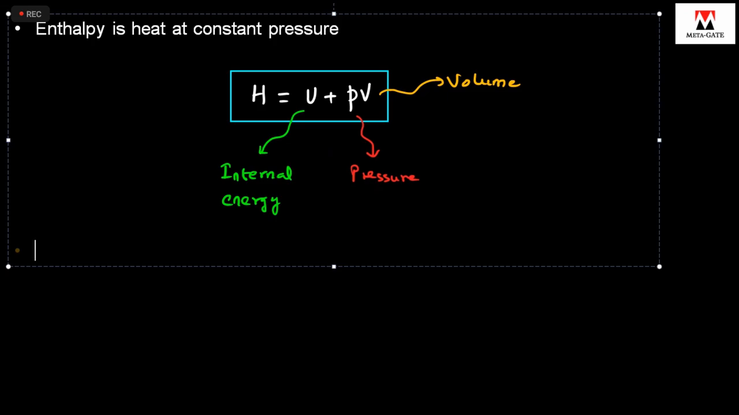In MCQ, sir, I see the question: what is enthalpy? Three or four options are given: heat of any system, entropy of any system, phase of any system, or none of these. Actually, it is the heat of any system at constant pressure, which should have been written.